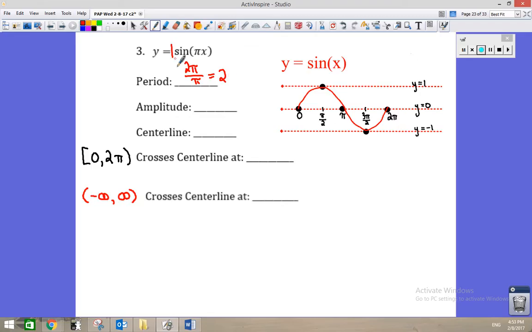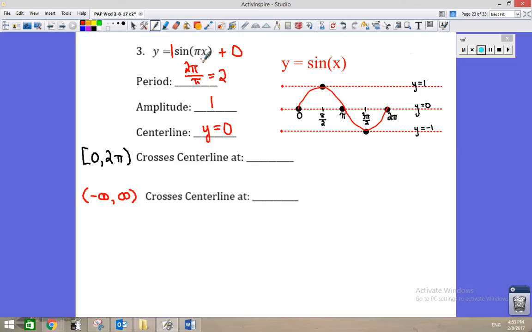The amplitude is always the multiplier in front of the sine or cosine. That's 1. The center line is always what you add or subtract if you lift this graph up or down. We have not done that. The center line is always an equation, and in this case it's y equals 0.